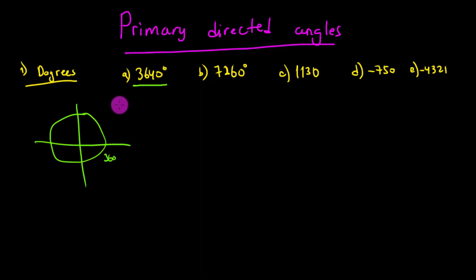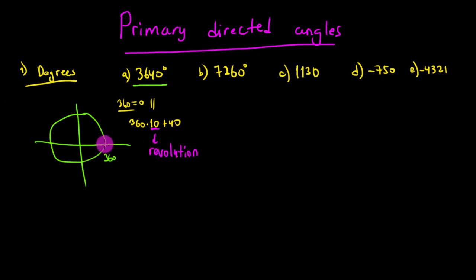Remember that 360 is 0, so it does not make a change. And we have to write this one, 3640, in terms of 360. So you could write this one as 360 times 10, plus 40. So this 10 means it makes 10 revolutions.